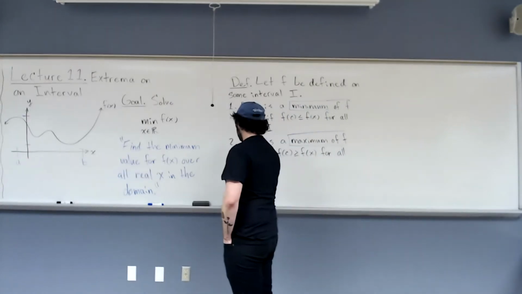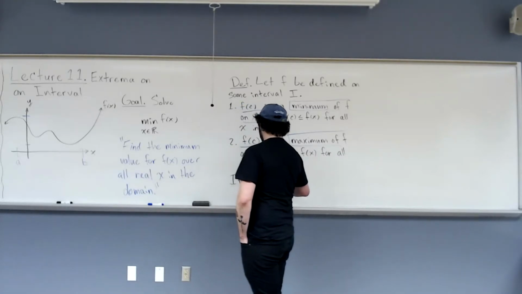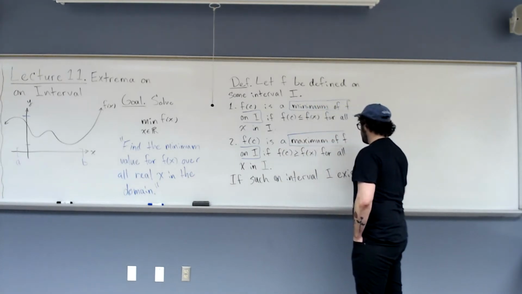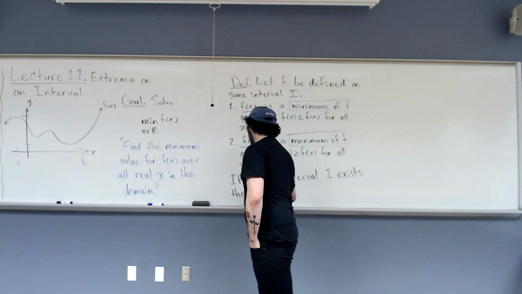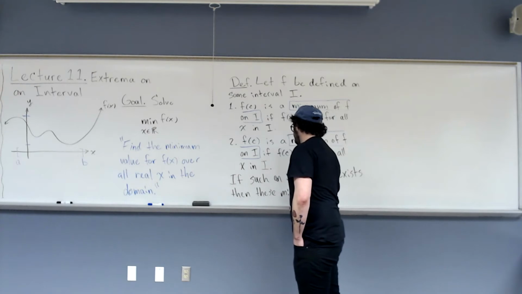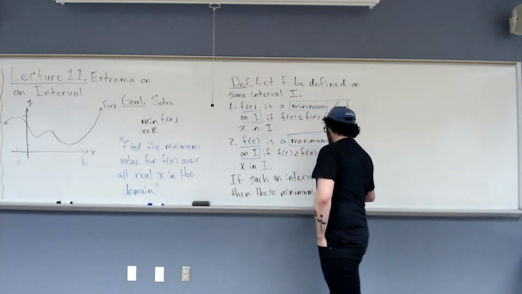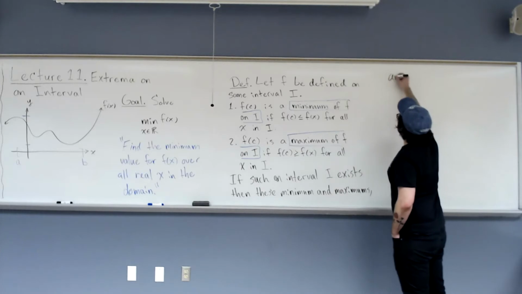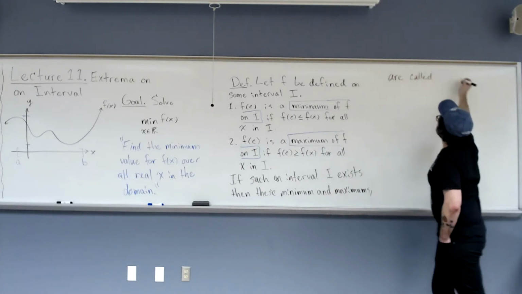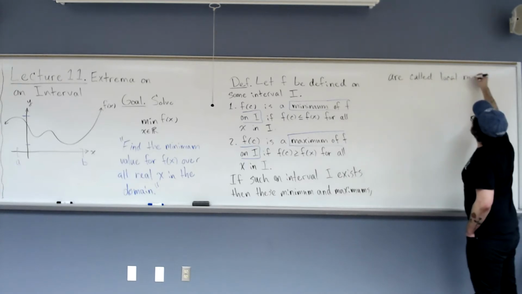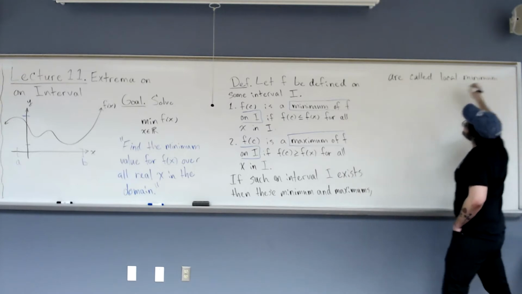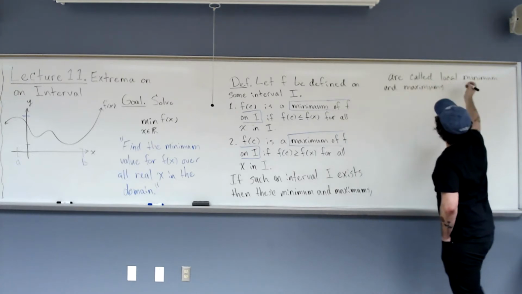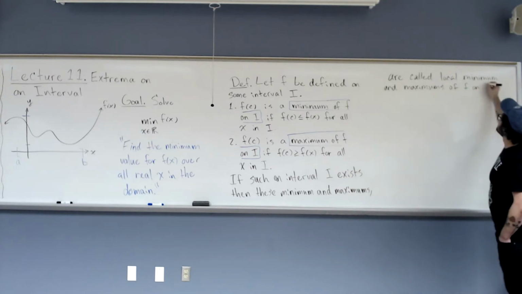Right, so if such an interval I exists, then these minimums and maximums are called local minimums and maximums of f. And I'll say on R, so on all real numbers.